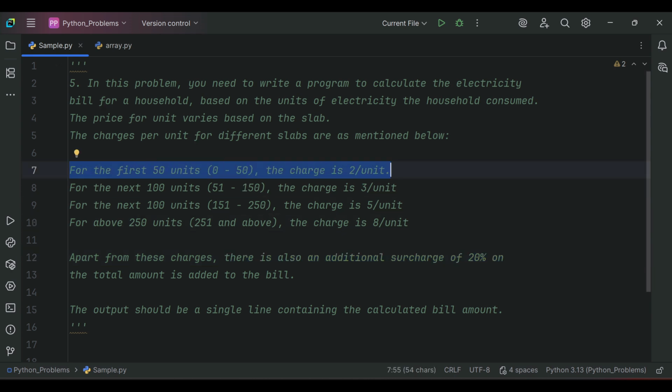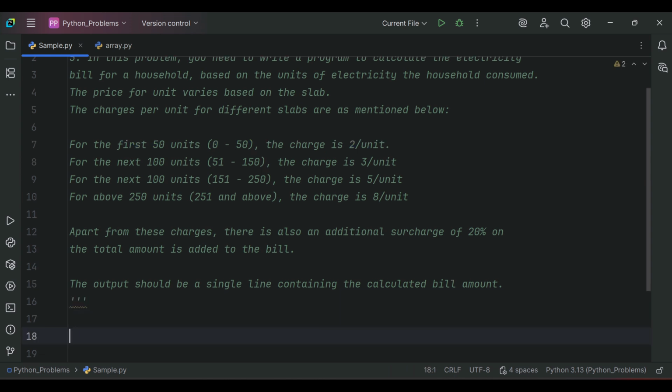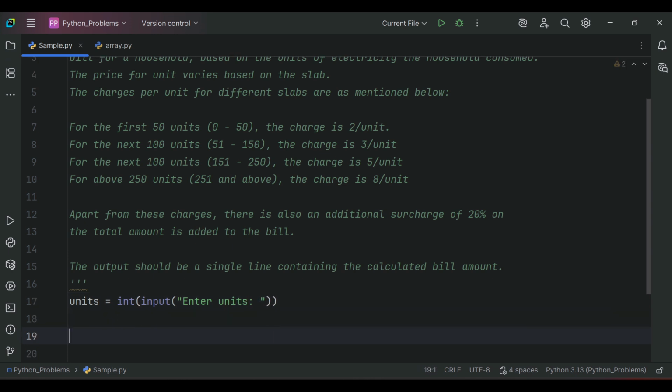What is the first condition? First take the electricity bill. First take units: units is equal to input, enter units.